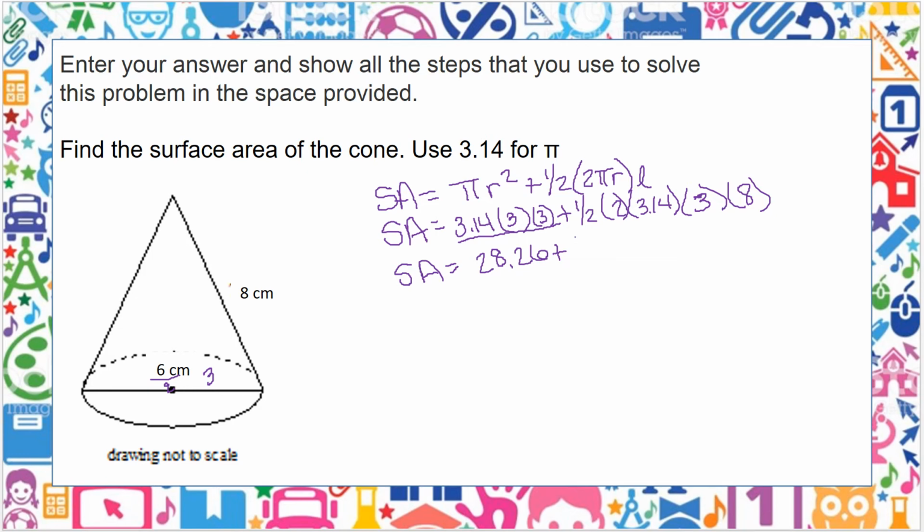Now we're going to find the surface area of the actual cone part, using the slant height. So we're going to put in 1/2 or 0.5 if you're typing it in the calculator times 2 times 3.14 times 3 times 8. And that is 75.